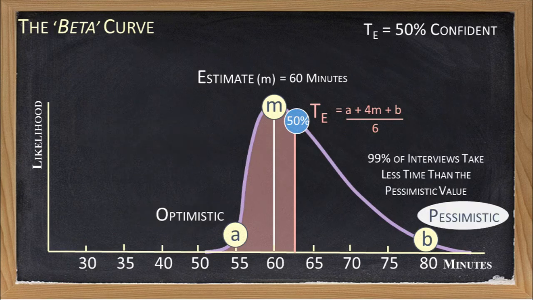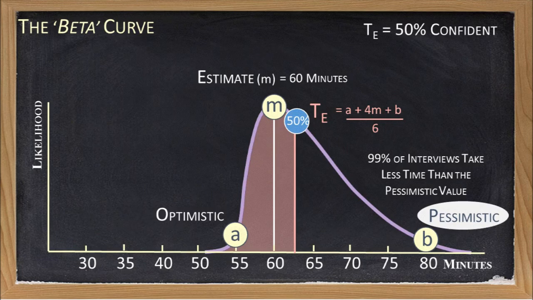The final value that we need for our formula is the pessimistic duration. This duration is represented by the letter B on the graph. The pessimistic duration represents the longest that an interview is ever likely to last. This is a situation where delays are encountered, the interview candidate arrives late, asks lots of questions, and the overall process is interrupted as often as it possibly could be.